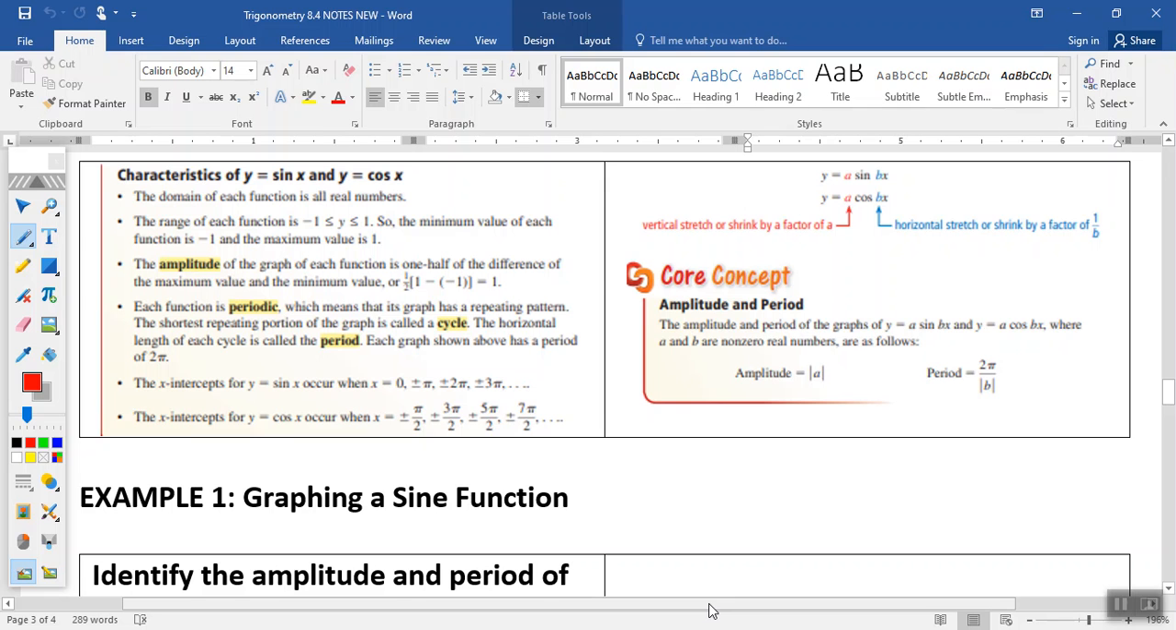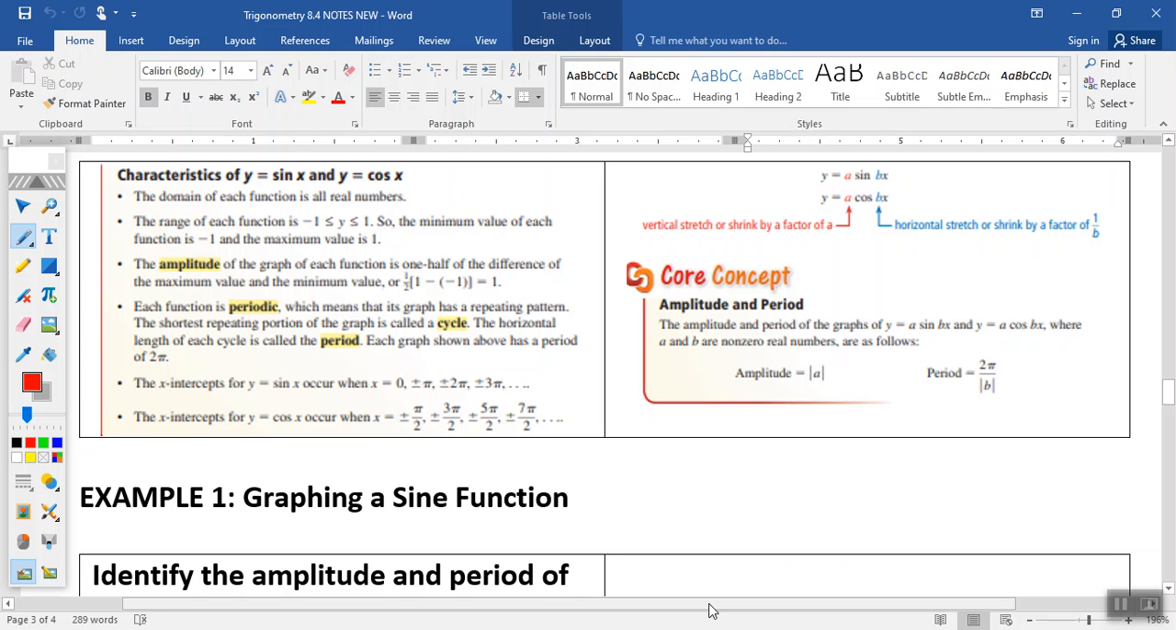The x-intercepts for y equals sine of x occur at 0, pi, 2 pi, 3 pi, and so on. The x-intercepts for y equals cosine of x occur at pi over 2, 3 pi over 2, and so on. Okay? You can see that in the graph. I'm not going to get too excited about what's over here. What I am concerned about is these two things. The amplitude is going to be considered the absolute value of what, kids? A. The period is going to be considered 2 pi over what?